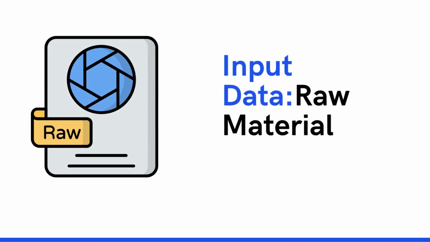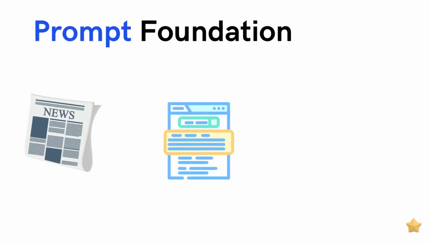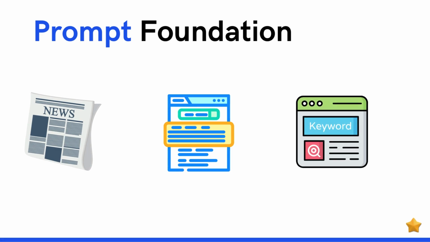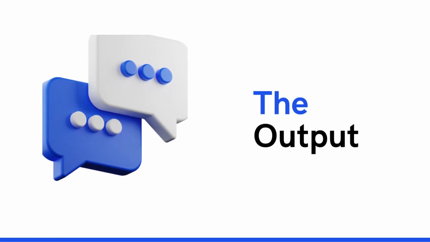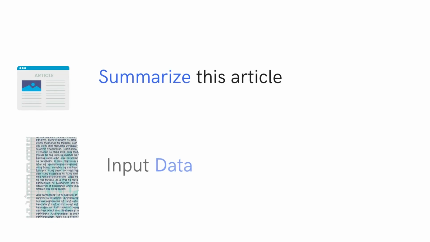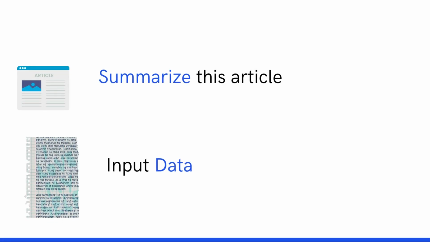Input data, also known as the raw material you provide to the LLM. Here we provide the LLM with a specific starting point for its work. It could be a news article, a snippet of text, or even just a keyword. Think of it as a foundation on which your LLM builds its masterpiece, that is, the output. For example, if you instruct the LLM to summarize this article, you would also provide the article itself as the input data.